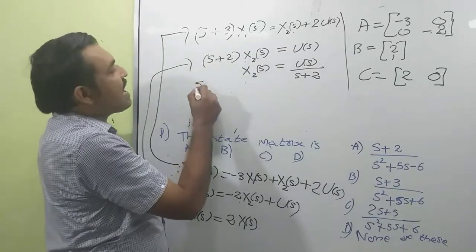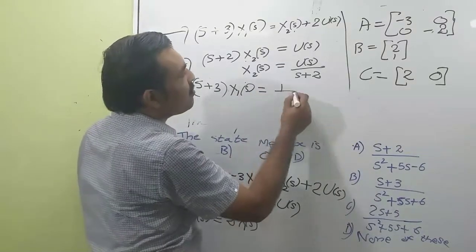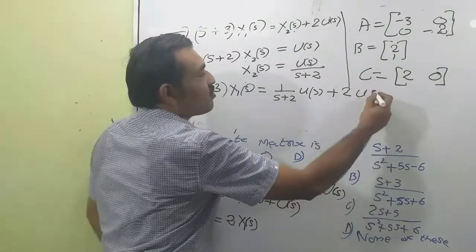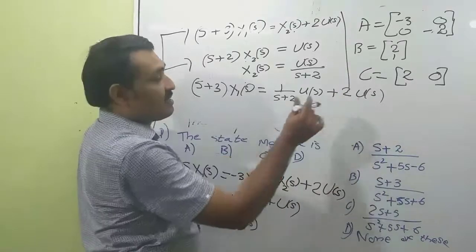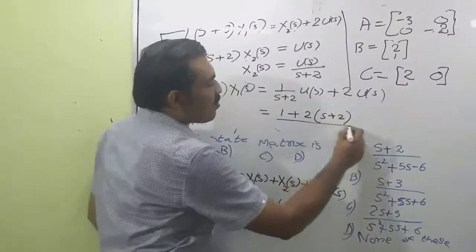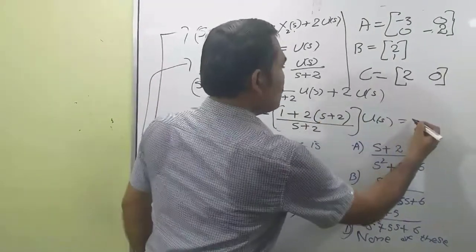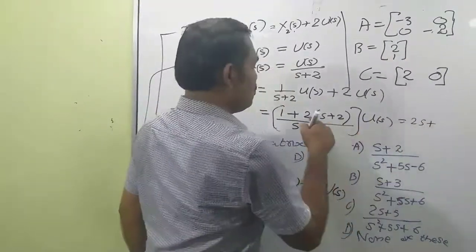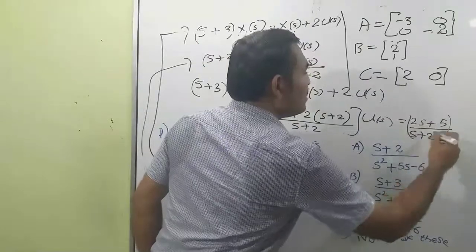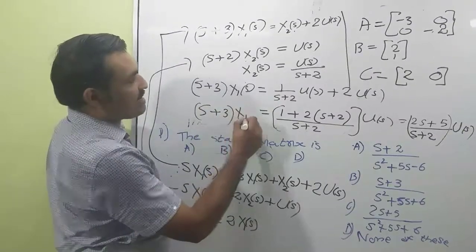We can write (s plus 3) times X1(s) is equal to 1 by (s plus 2) into U(s) plus 2 times U(s). Now take the LCM and simplify the RHS. This is equal to (1 plus 2 times (s plus 2)) divided by (s plus 2), into U(s). This is equal to (2s plus 2 times 2, that is 4, plus 1, 5) divided by (s plus 2), into U(s), that is equal to (s plus 3) into X1(s).